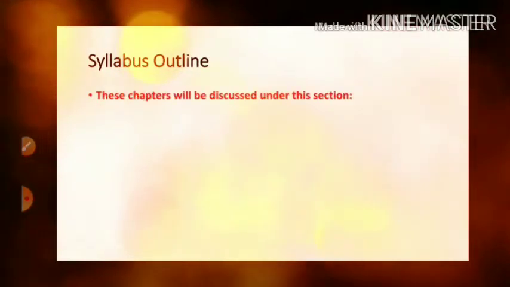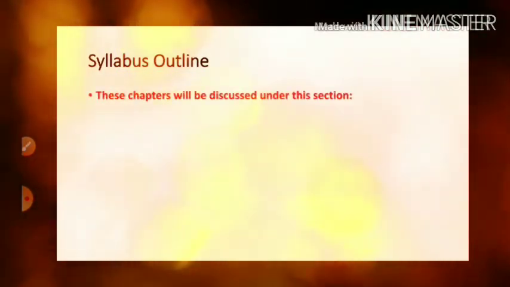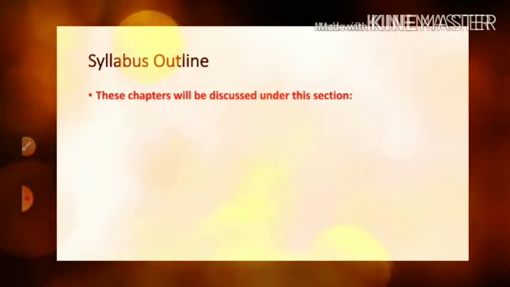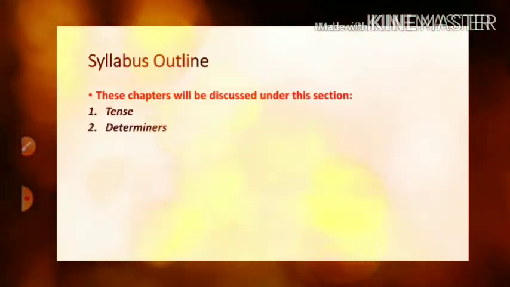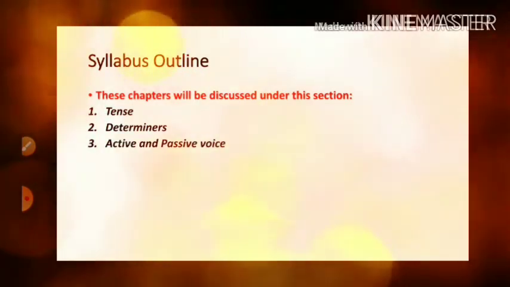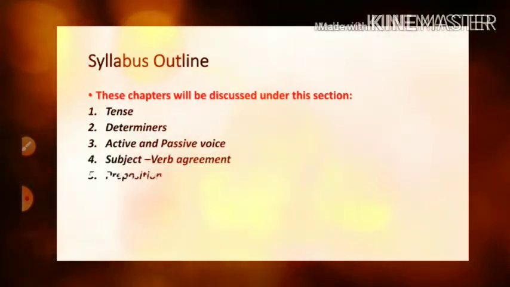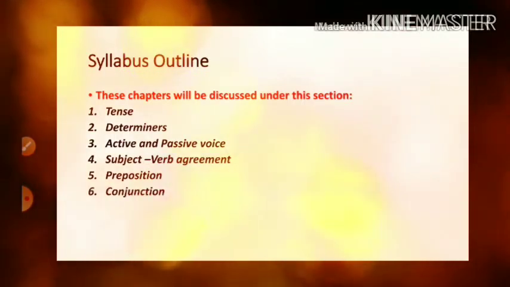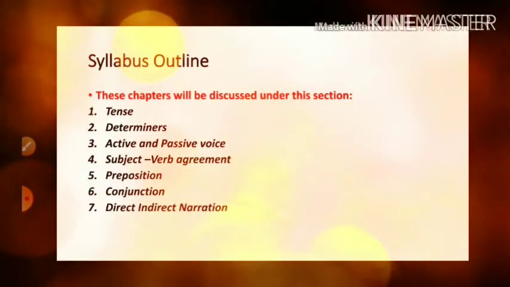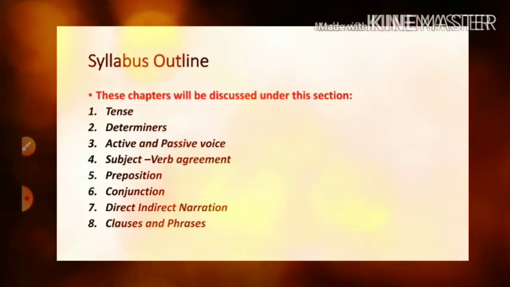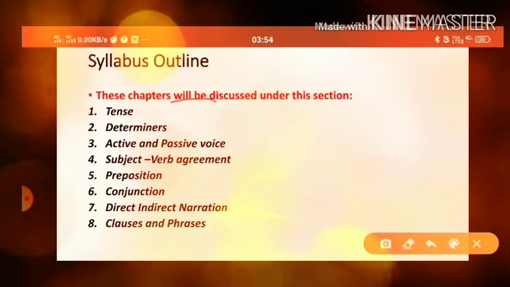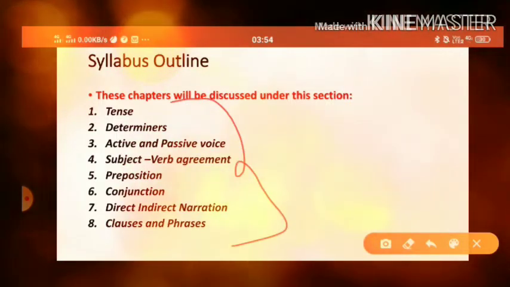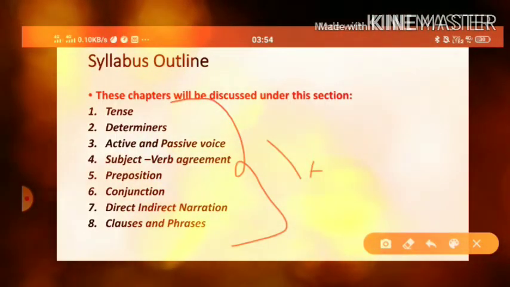Syllabus outline means there is a list which includes all the chapters which will cover the whole syllabus of grammar. These chapters are: tense, determiners, active and passive voice, fourth one is subject verb agreement, fifth one is preposition, sixth is conjunction, seventh one is direct indirect narration, and last is clauses and phrases. Okay students, these 8 chapters are very essential for you for the whole syllabus of grammar.